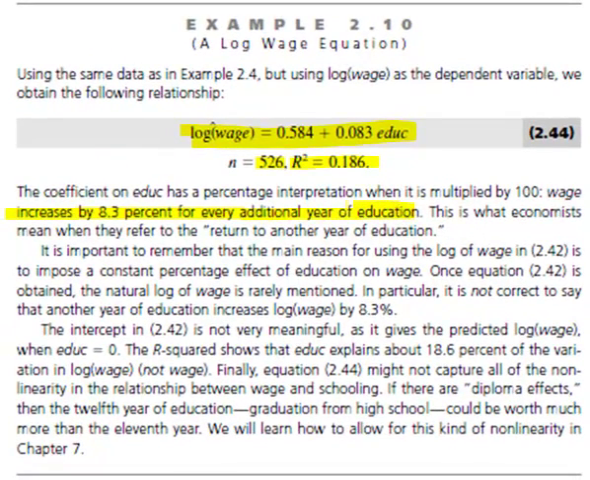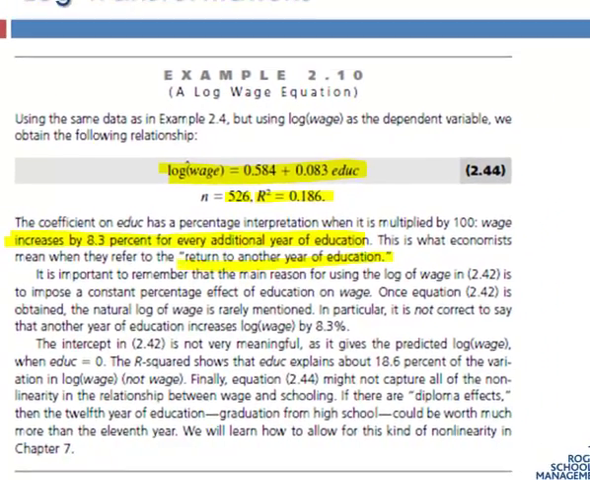So if someone stays in university or school for one more year, based on this particular sample, their hourly wage would increase by 8.3%. So for every additional year of education, you get 8.3% higher wage, and this is called the return to another year of education. This is how you compute it.